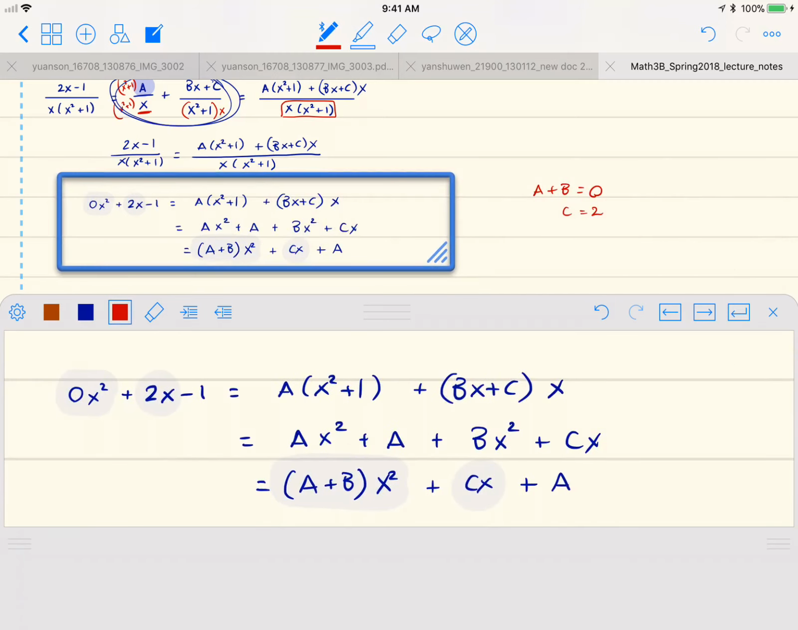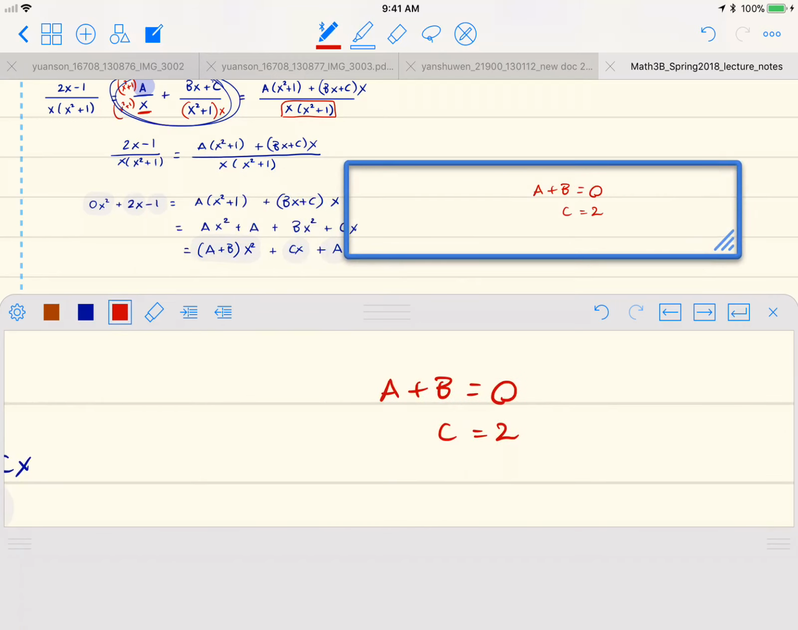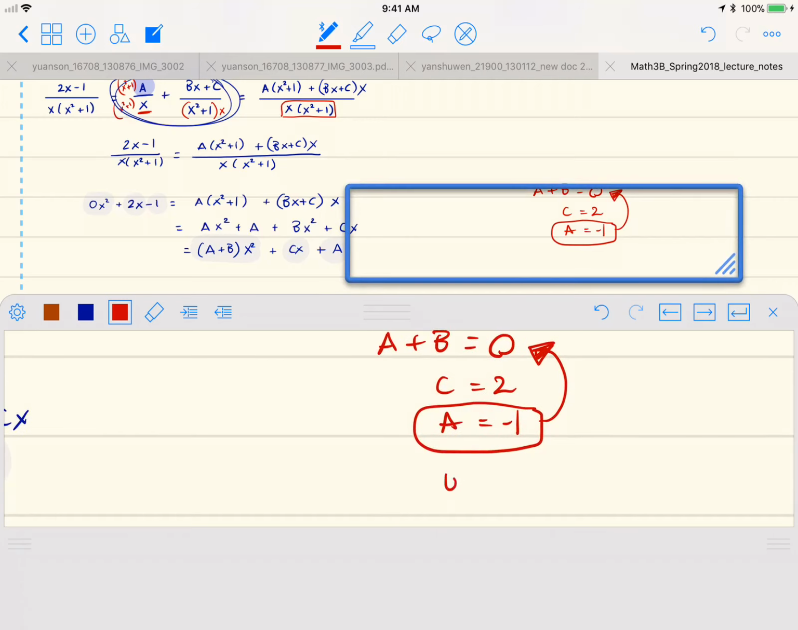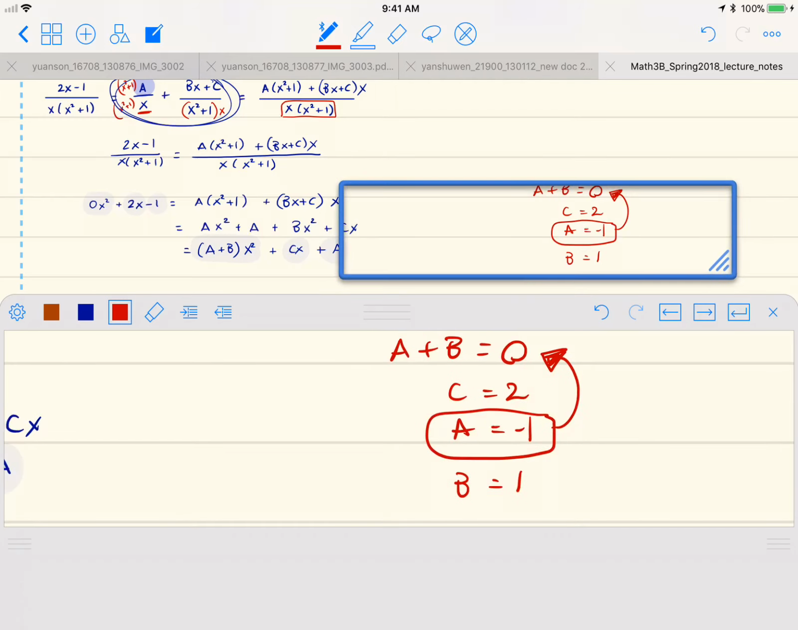And then the same thing for the constants. -1 has to be equal to a. And now that I know that a is equal to -1, I can plug that back into my top equation and say that b has to be equal to 1. So b is equal to 1.